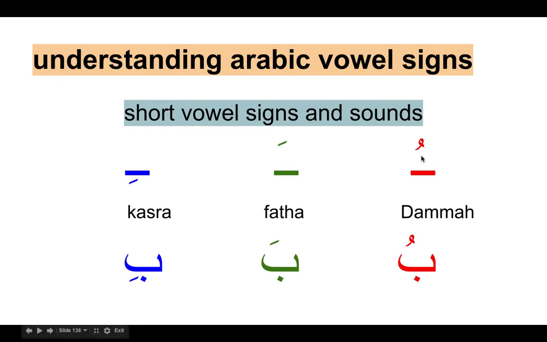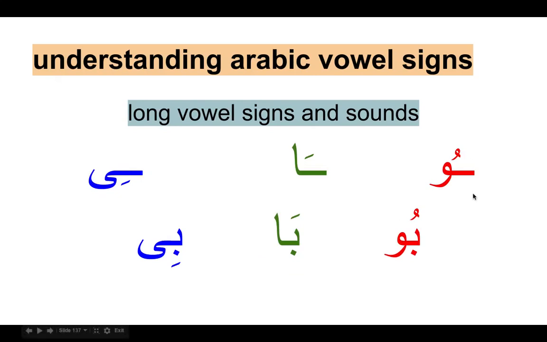So it is Dhamma, Fatha and Kasra. We have something called a long vowel sign. A long vowel sign is made by attaching another letter to it to lengthen the sound of the vowel. For example, for the oo sound, we attach a wow. It becomes oo. For the a sound, we attach an alif and it becomes a.